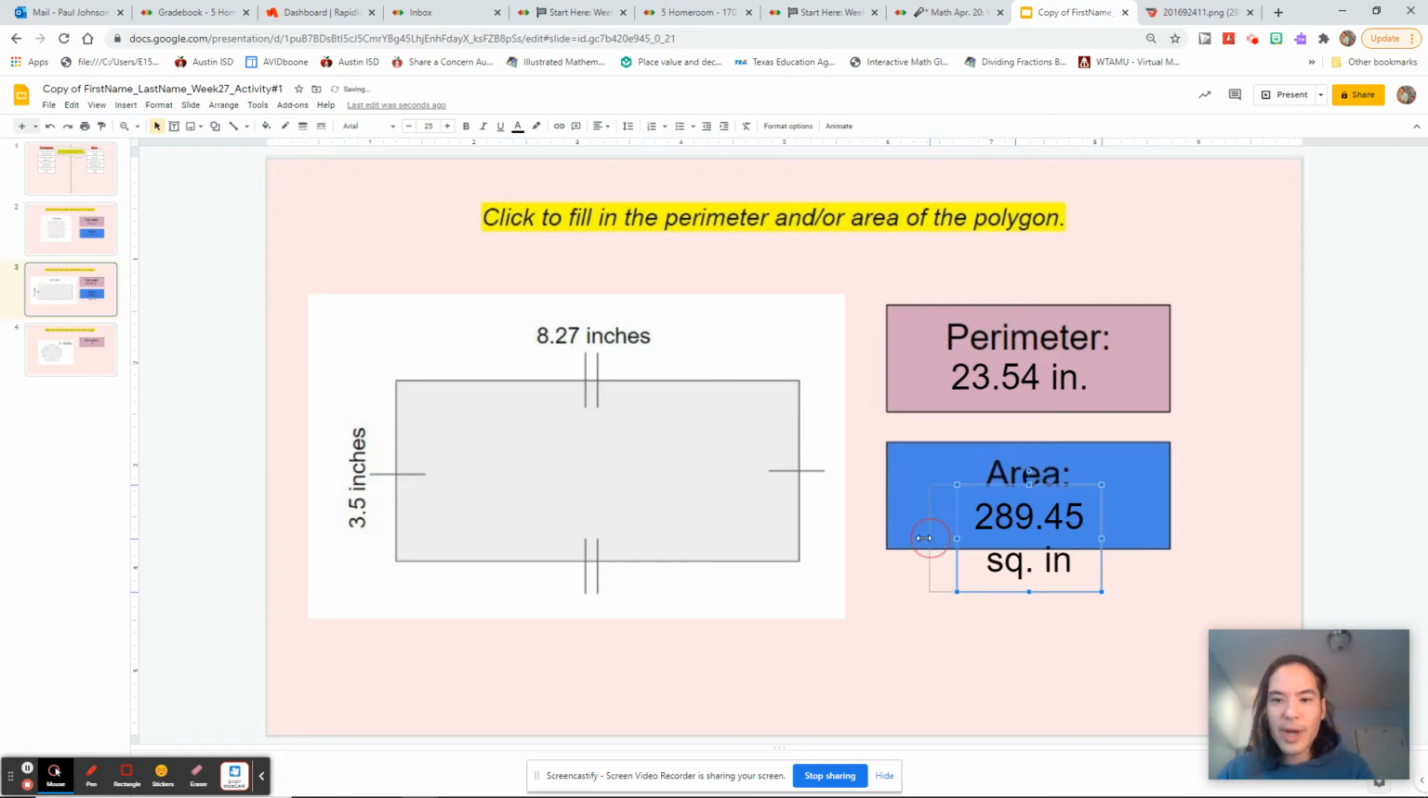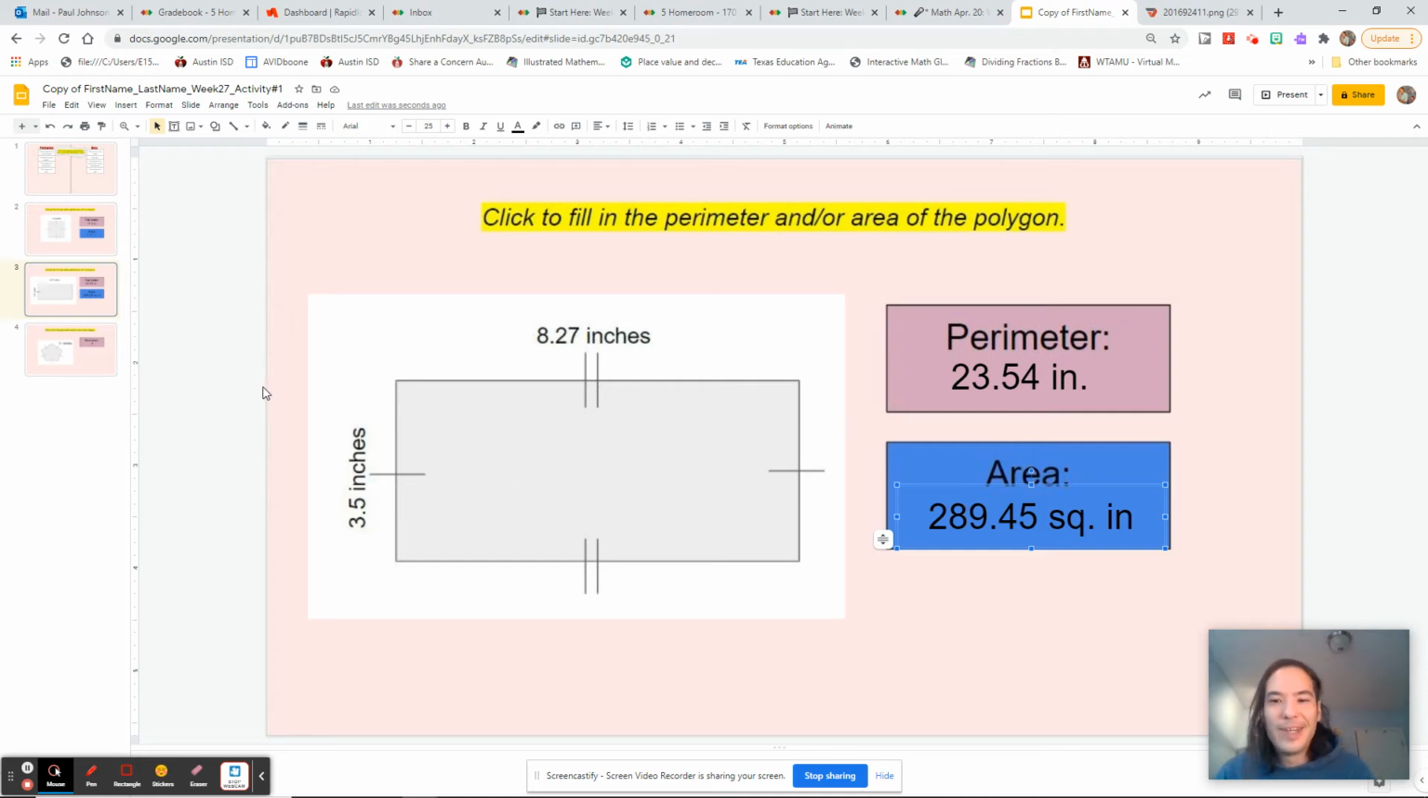Remember, it's square because it's the area. So we're talking about square spaces, right? We're not just talking about a line. A line, that's length, right? But that line squared is area. Okay. So we've made it through.